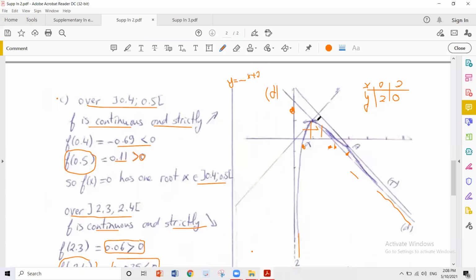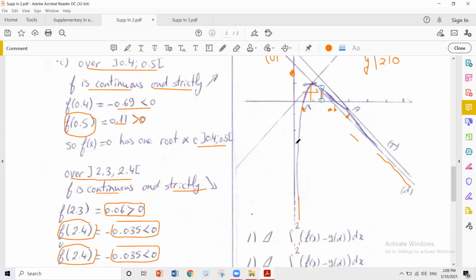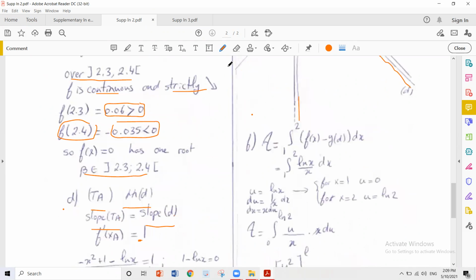Okay, the area between a curve and a line. We notice here that the curve, we are going to calculate this area. We notice that the curve is above the line. So the area is the integral from 1 to 2 of f(x) minus y_D dx, equal to the integral from 1 to 2 of ln x over x dx.